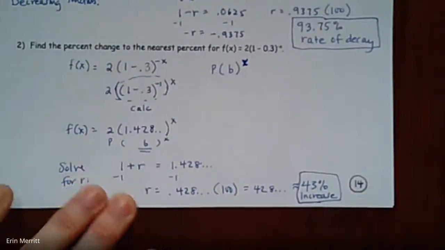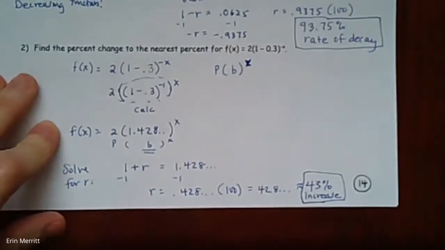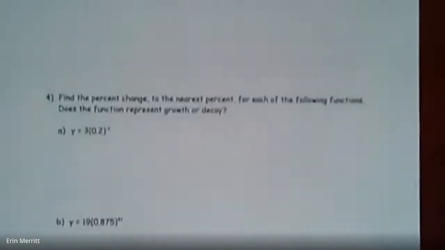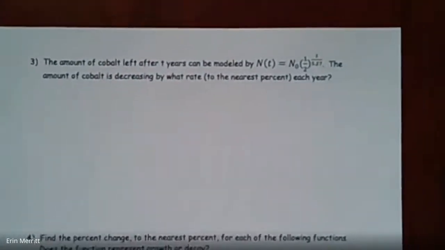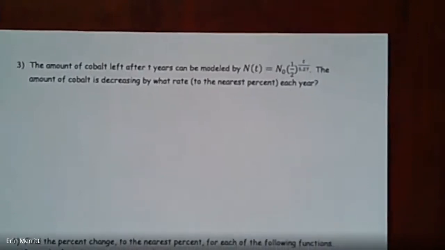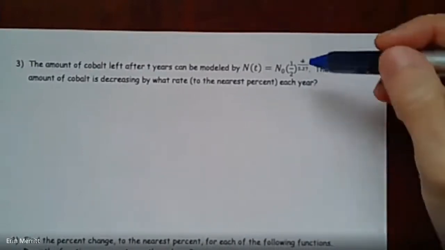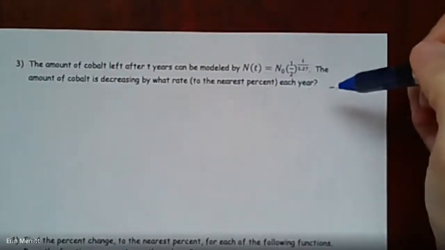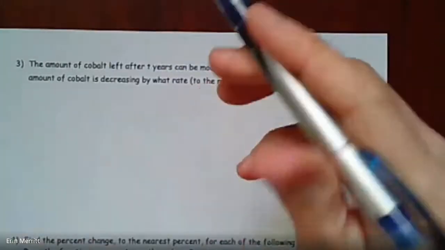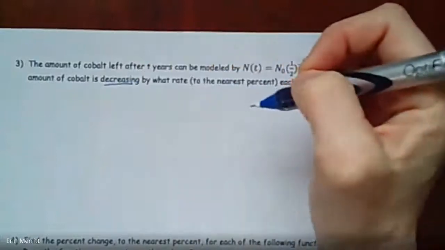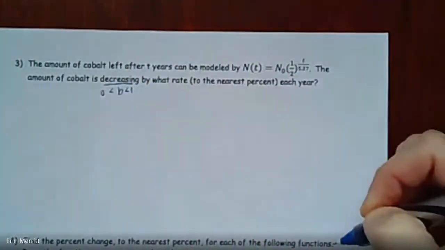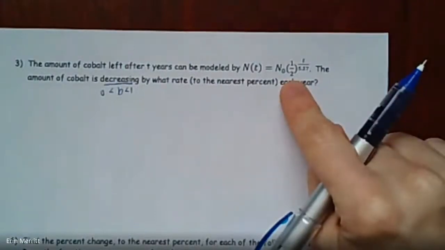All right. We have a few more to take a look at. Flip it on over. This one here says the amount of cobalt left after t years can be modeled given this. So you're given this big old equation. The amount of cobalt is decreasing by what rate? So we know it's going to be decreasing, which means that base value is going to be between 0 and 1. And so let's work on rewriting this.